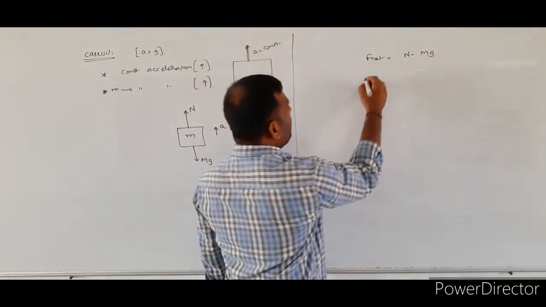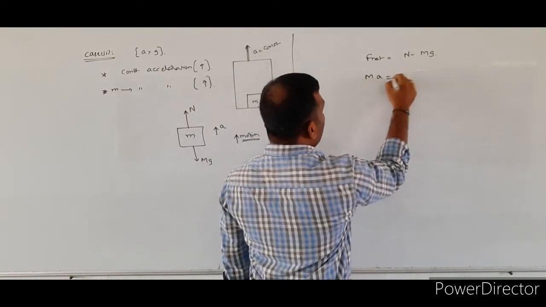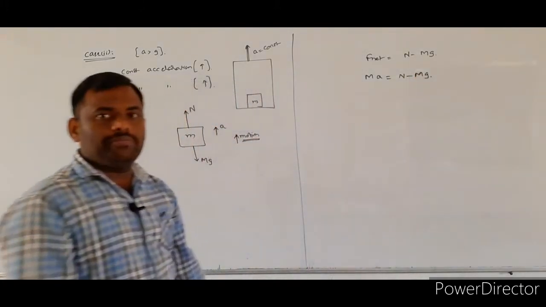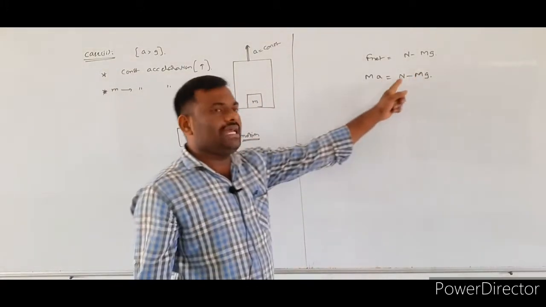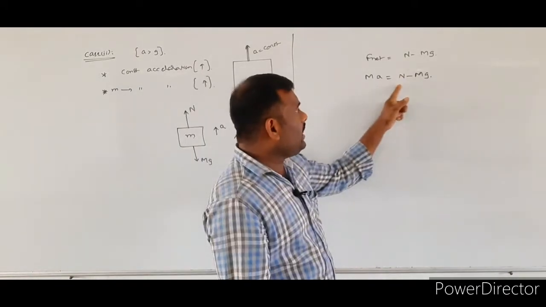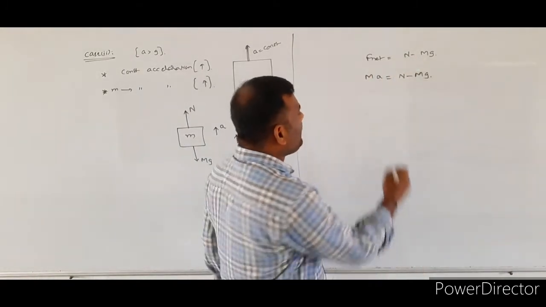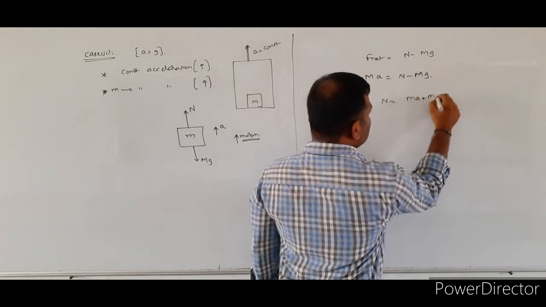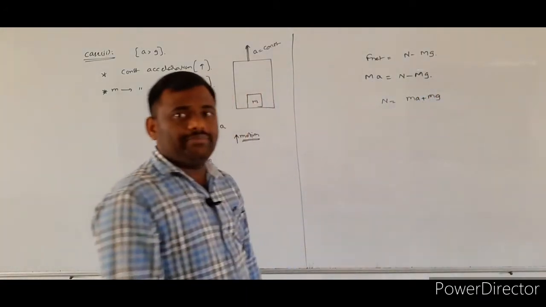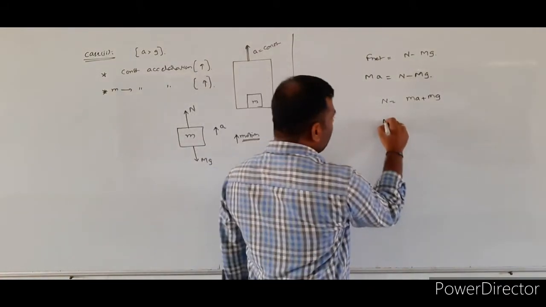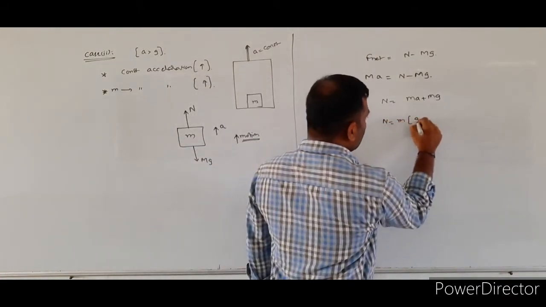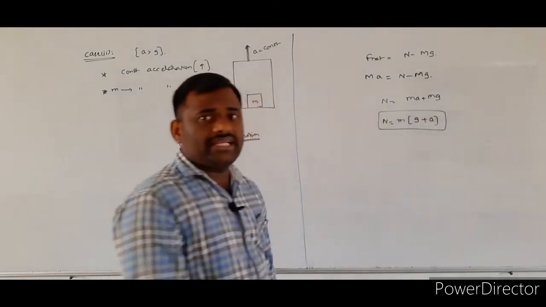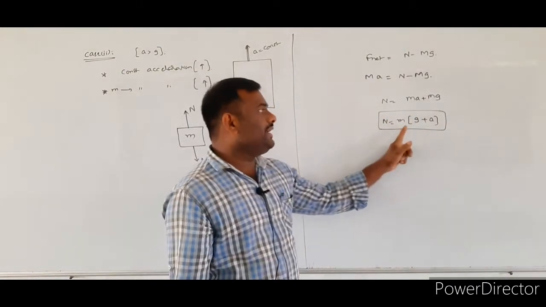According to Newton's second law, F net is equal to mass into acceleration. Therefore, F net is equal to ma, and that is equal to N minus mg. So ma is equal to N minus mg. From this, I calculate N is equal to ma plus mg. Taking m as common, N is equal to m into g plus a. That is the normal reaction value.